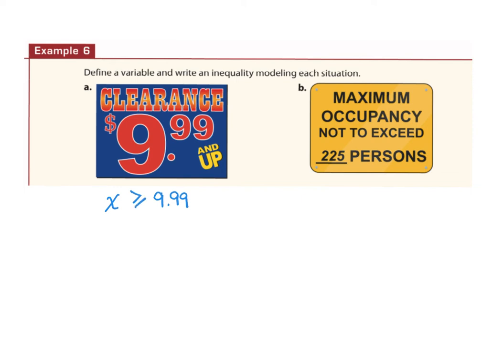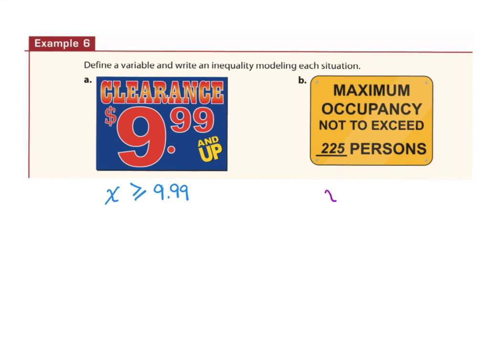Let's look at the next one. Maximum occupancy not to exceed 225 persons. In this case, my variable is the number of people. I am comparing it to 225. Should I have more than 225 people or less than 225 people? Less. It says I cannot exceed that. So can I have 225 people or can I not have 225 people? I can, so it can include that.